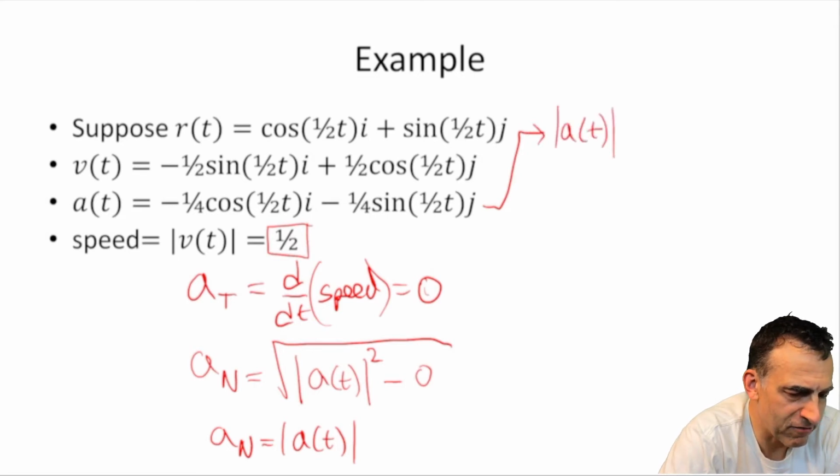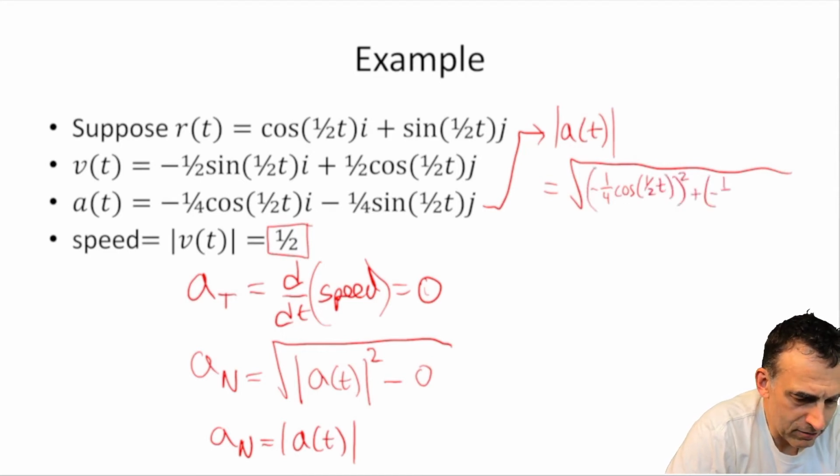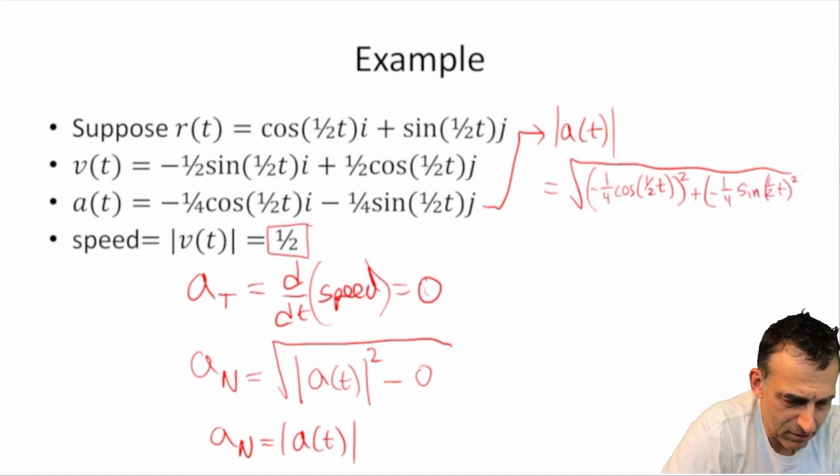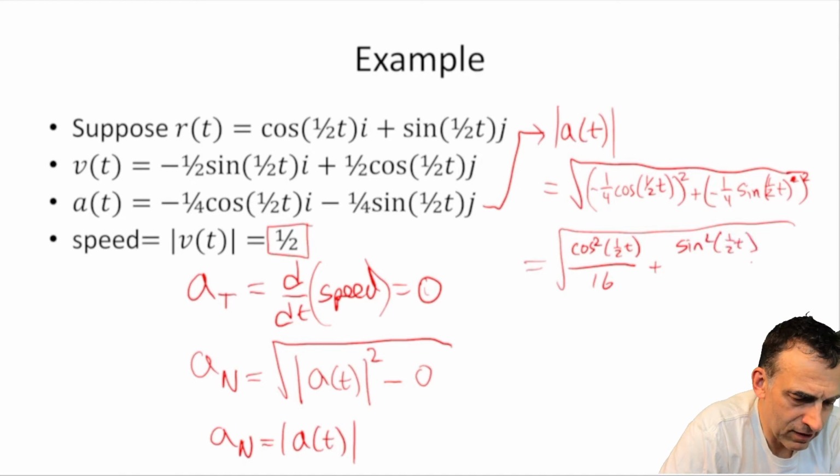Up here above me, it's the square root of negative 1/4 cosine of 1/2 t squared, negative 1/4 sine of 1/2 t squared. Whoops. So bear with me for just a minute. This won't take too long. This is going to be cosine squared 1/2 t over 16 plus sine squared 1/2 t over 16.